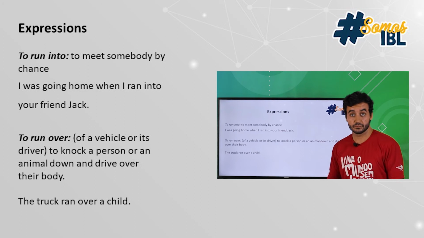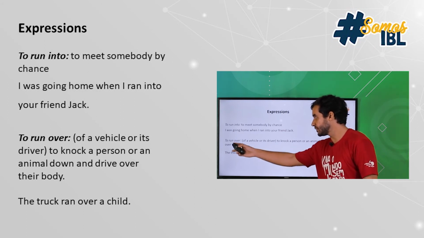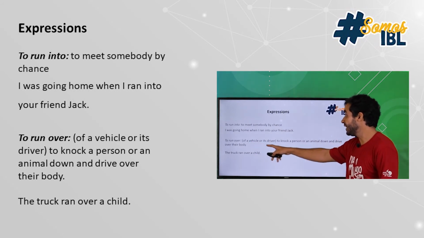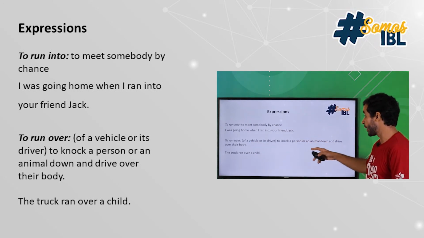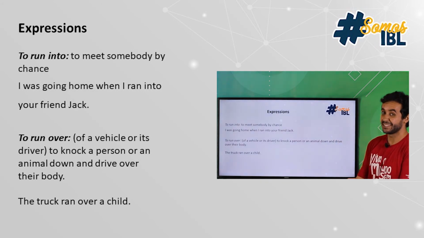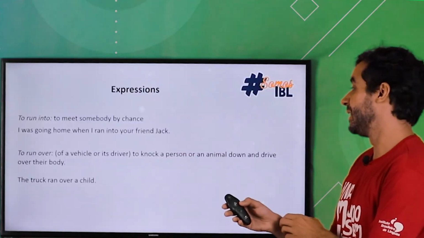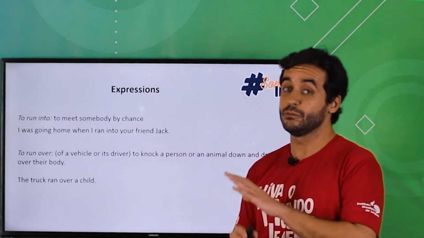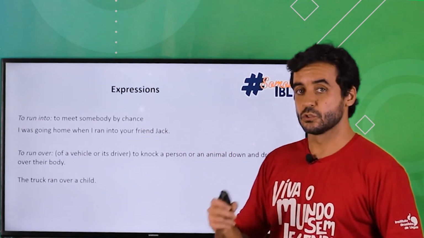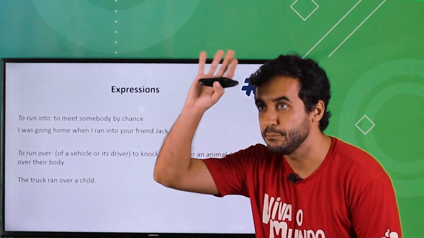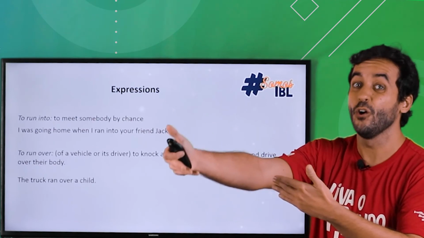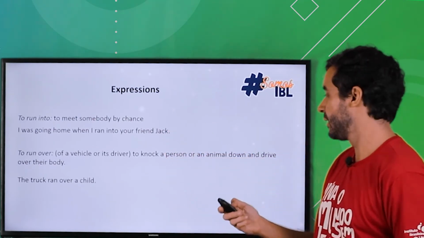And run into is totally different from run over, okay? Run over is a very bad thing. It's when a vehicle or its driver knocks a person or animal down and drives over their body. Okay, that could happen, right? So: the truck ran over a child. Ooh, that's something we might see on the news, right? So to run into is when you accidentally meet, and when you run over, you literally run over the person with your car, right?